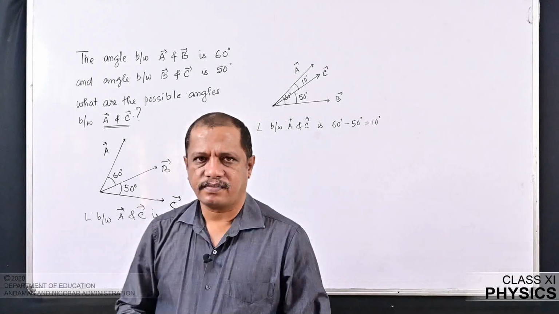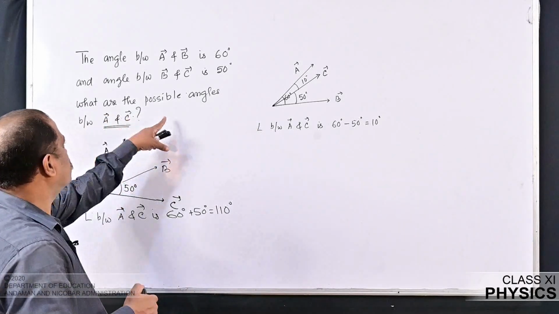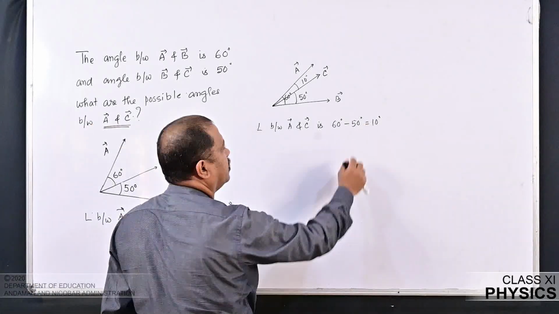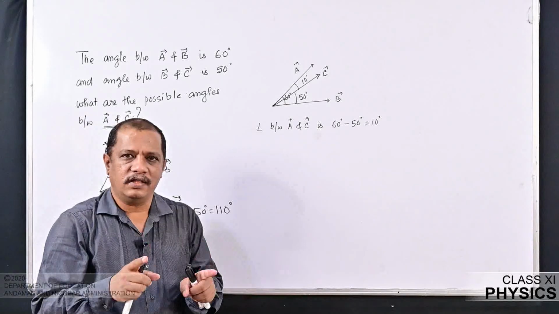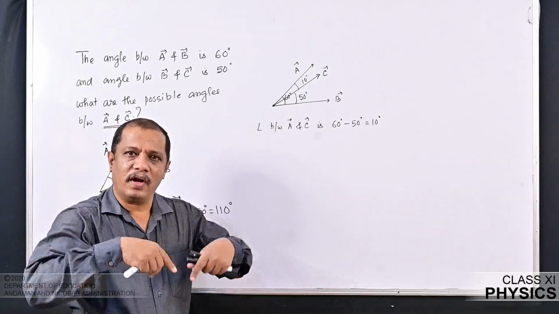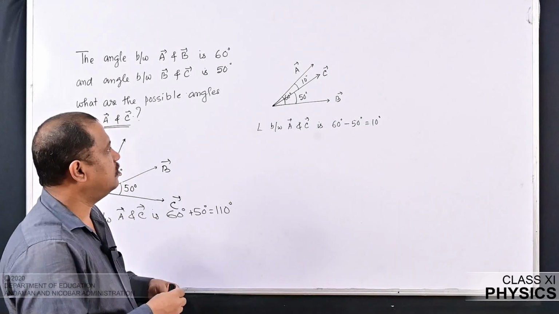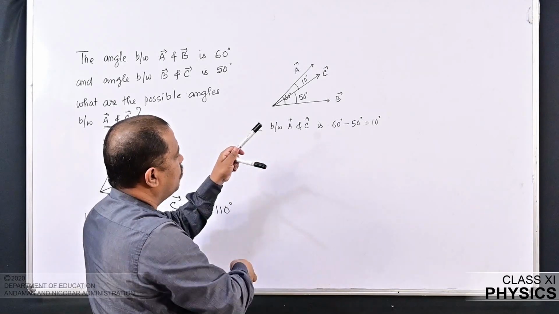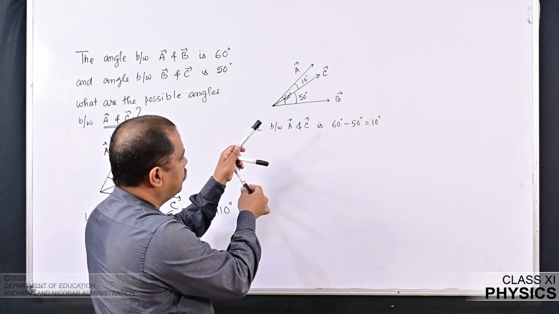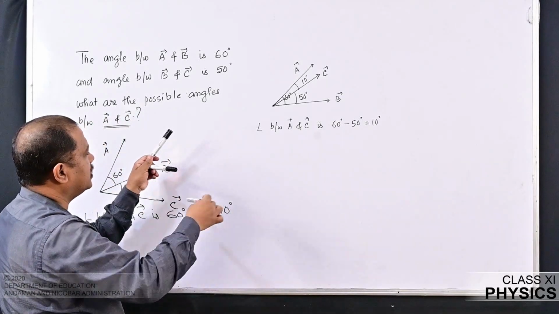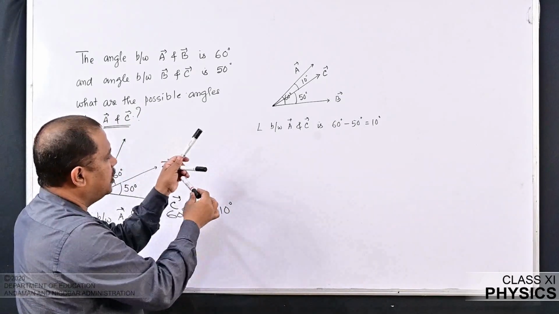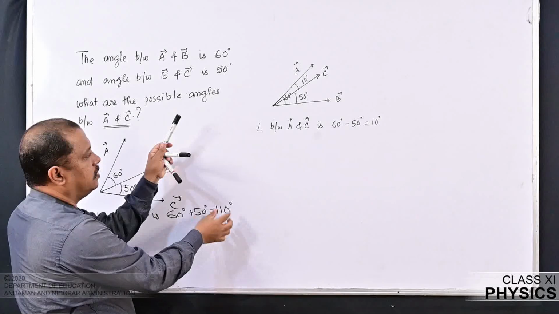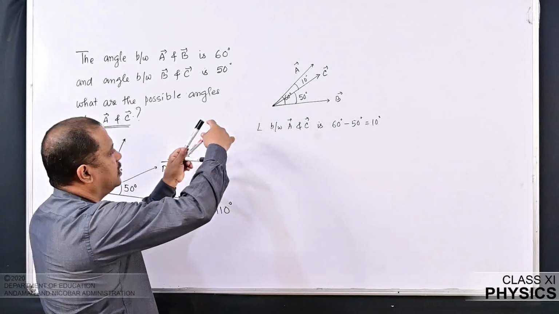So now the question is, what are the possible angles between A and C? So we look, here it is 110 degree and here it is simply 10 degree. So are only these two angles possible, or can more angles also be possible? Let us try to see. This is my vector A. This is my vector B. Vector C I had here in the first case, and in the second case I had my vector C here. But just imagine, if I have A, B, C, this is 110 degree. If I have C here, it is 10 degree.